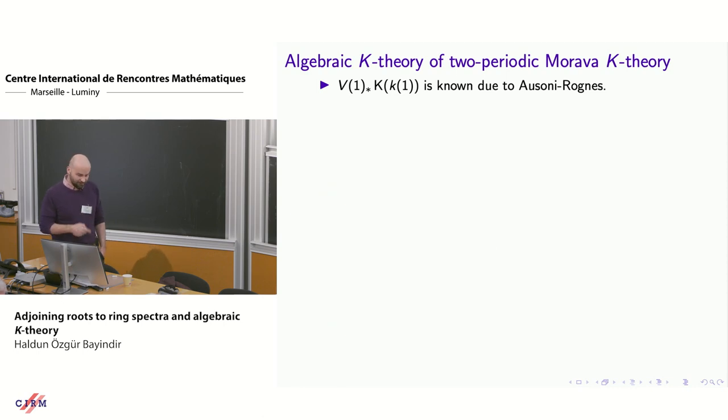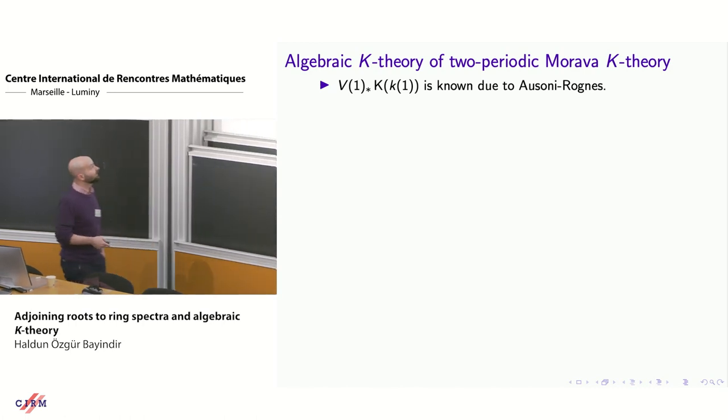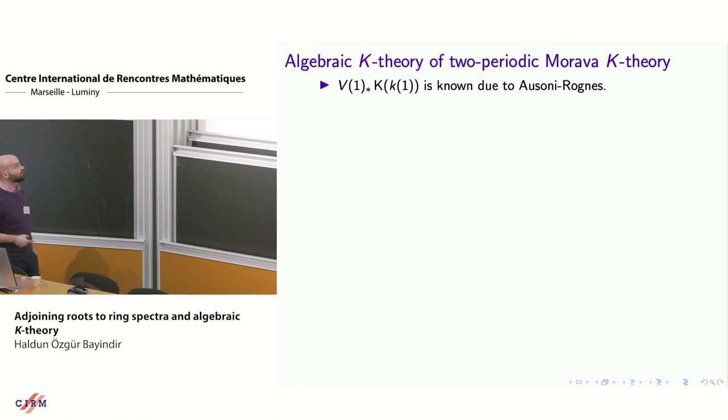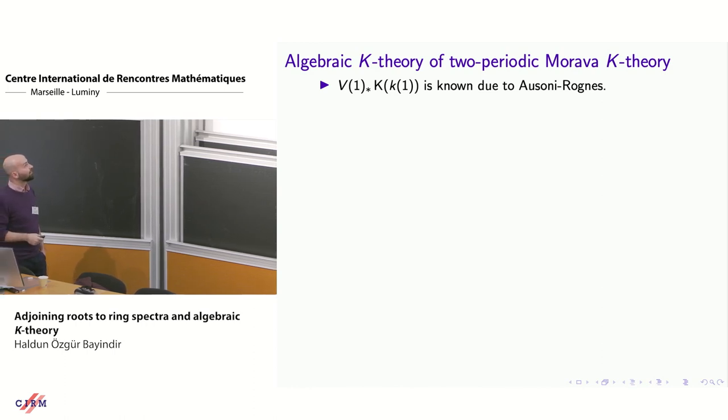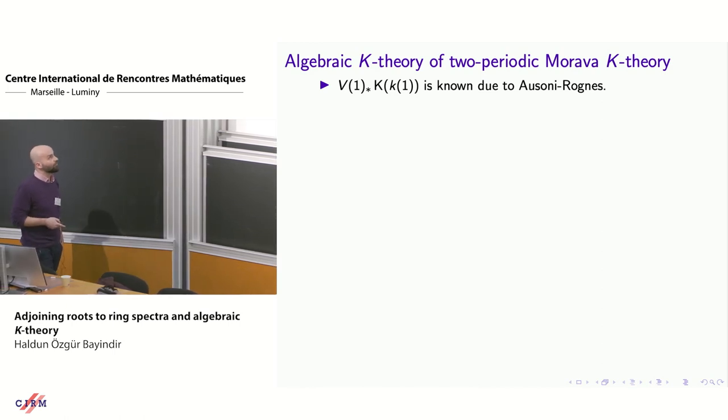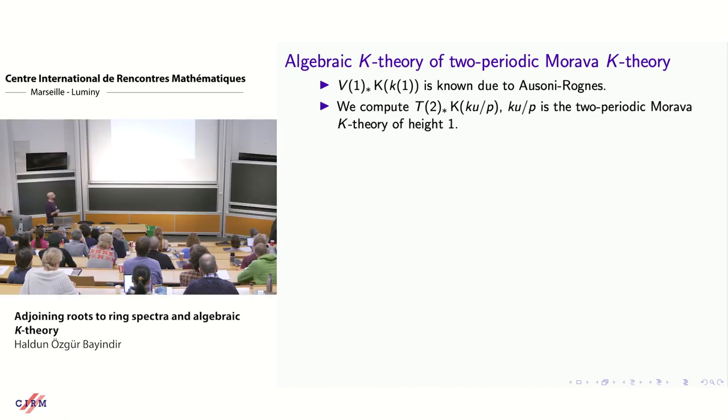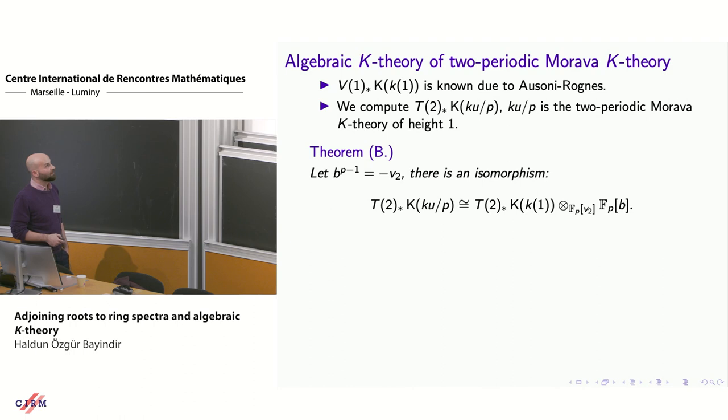Okay, so these results quickly combine to give another computational result. First, I should mention that in another work of Angelini-Knoll, Ausoni, and Rognes, they compute the V1 homotopy of K-theory of the first Morava K-theory spectrum. Here, we consider the T2 homology of Ku mod P, Ku mod P being the two-periodic Morava K-theory of height 1. And as expected, this is given similarly here. I don't use the root adjunction notation simply because K1 is just an E1 ring, so this is not a ring, and the root adjunction notation would look meaningless. But similarly, we can express this in terms of this relative tensor product, which is basically saying that T2 homology of K-theory of Ku mod P is, again, shifted copies of T2 homology of K1.